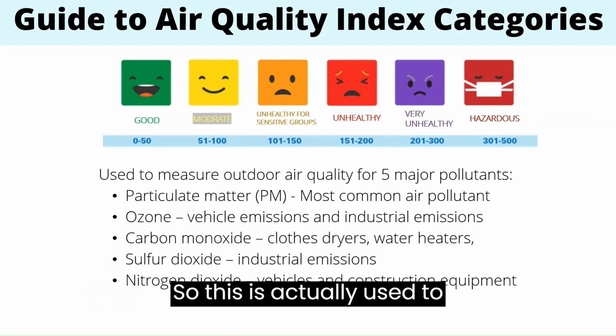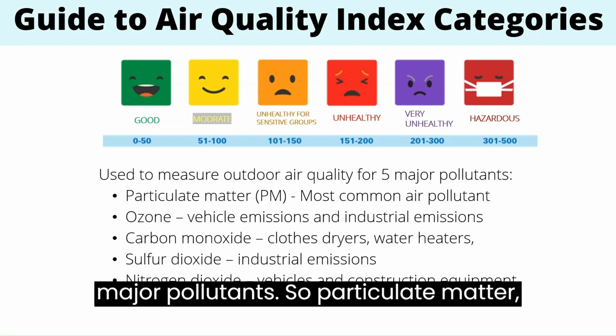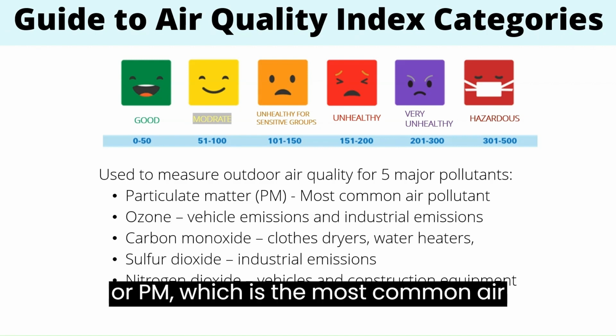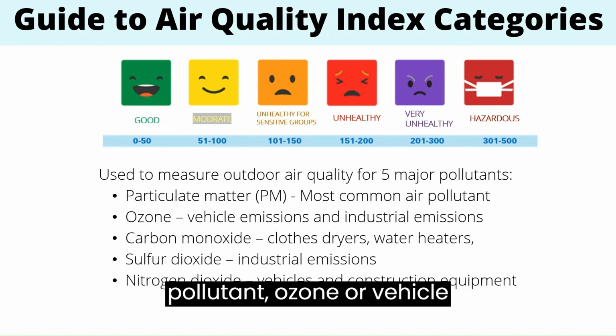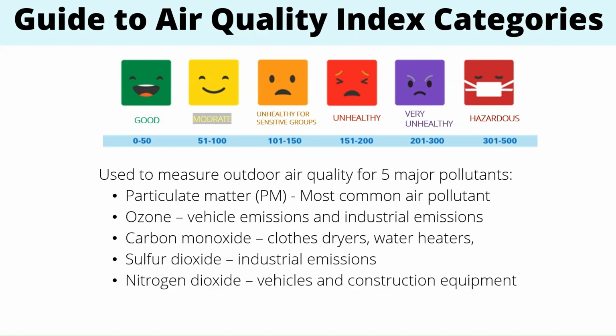So this is actually used to measure outdoor air quality for 5 major pollutants. So particulate matter, or PM, which is the most common air pollutant, ozone, or vehicle emissions, and industrial emissions, carbon monoxide, sulfur dioxide, and nitrogen dioxide.